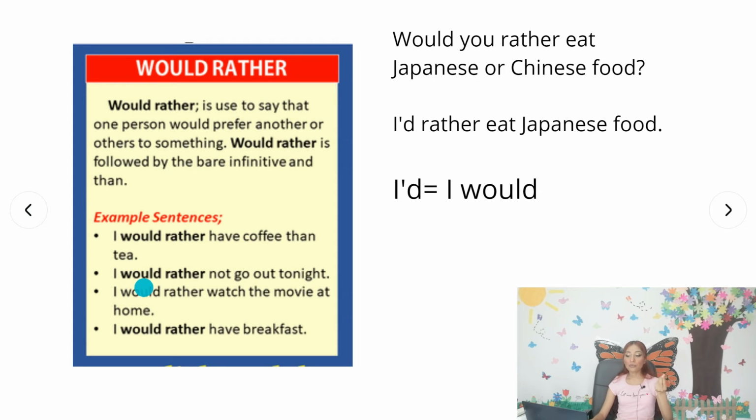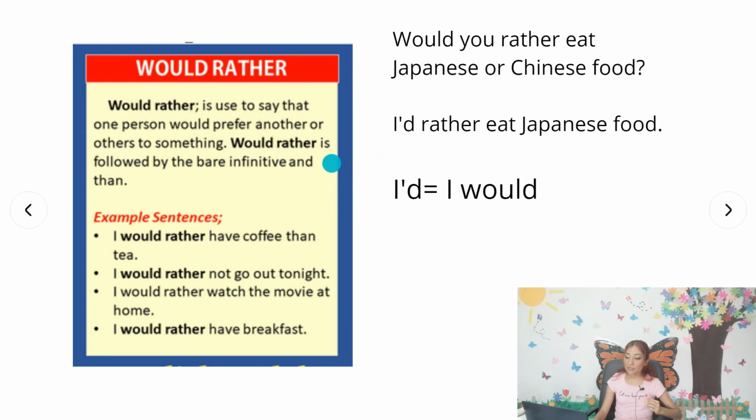The next one says, I would rather not go out tonight. And this is really easy. You have 2 options, going out and not going out, okay? I would rather watch the movie at home. Okay, you can choose if you want to watch the movie at the cinema or if you want to watch the movie at home. So this person chose to watch the movie at home. The last one says, I would rather have breakfast. Maybe he had a different option, going to the restaurant or not having breakfast at all, right?